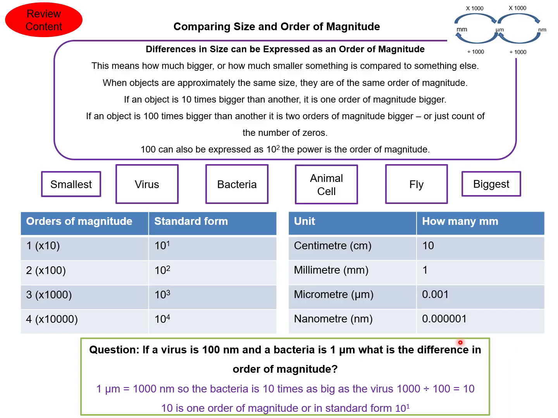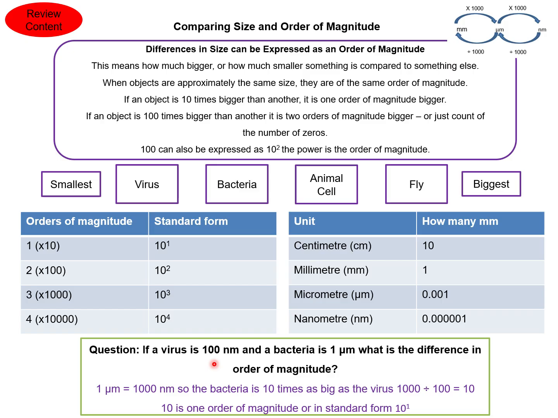So here's an example question. If a virus is 100 nanometers and a bacteria is 1 micrometer, what is the difference in order of magnitude? So you need to be working with numbers that are in the same units first of all. It doesn't really matter which way round you do the conversion, but I would go for getting both into nanometers. That looks like it would be a little bit easier for me. So the 1 micrometer is equal to 1,000 nanometers, and we've also got the virus is already in nanometers, so we don't need to convert that.